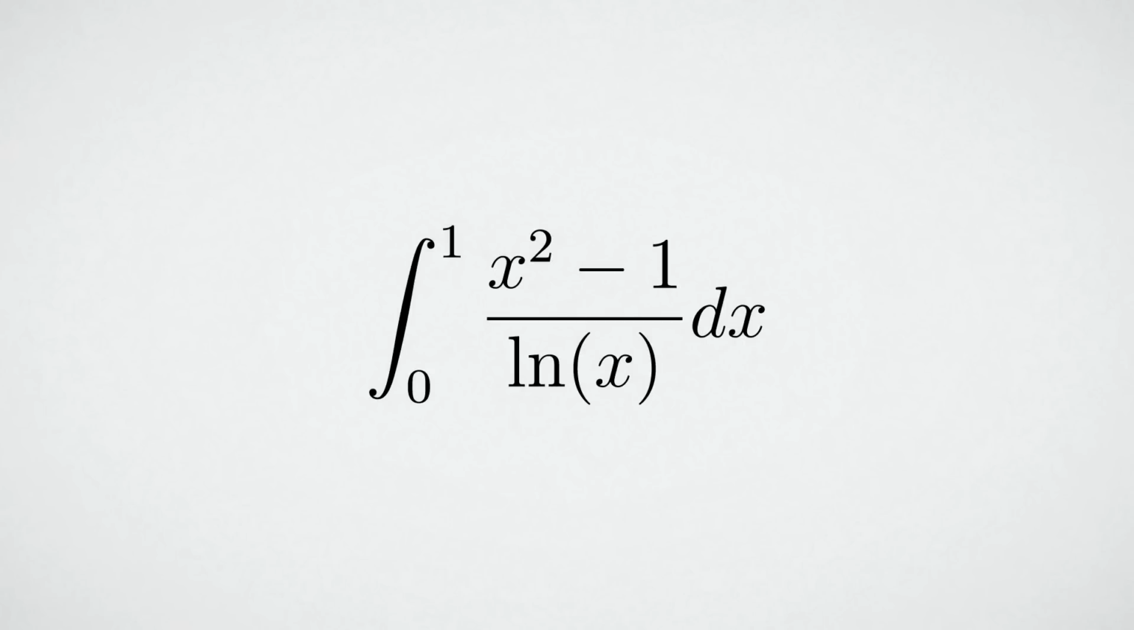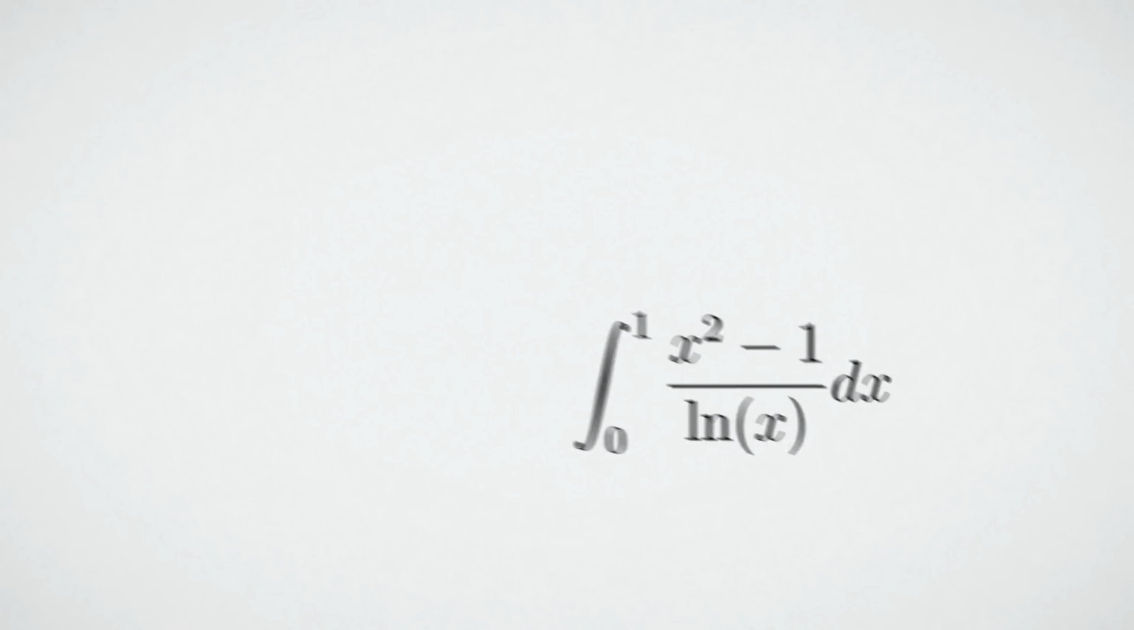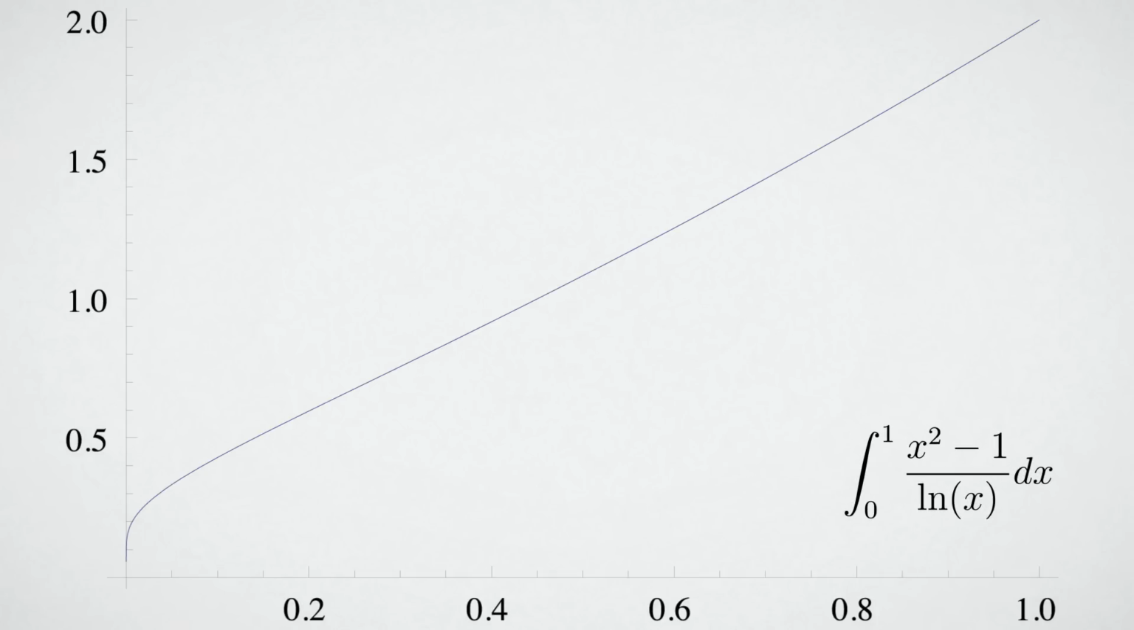So let's take this function, the integral from 0 to 1 of (x squared minus 1) over the natural log of x dx. Now if you graph this function, it looks a little like this. And clearly there is some finite area under that curve, but if you try to find the antiderivative, you will unfortunately fail.